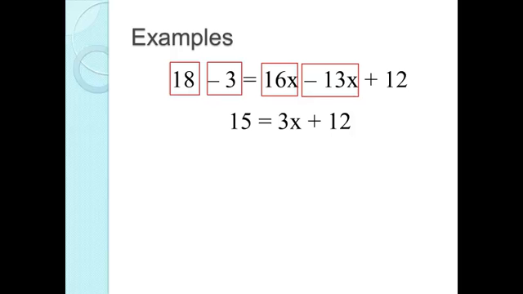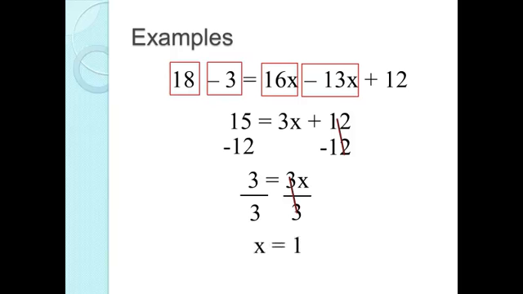Now we can start moving terms. We will first move 12 by adding a negative 12 to both sides of the equation. 12 and negative 12 will cancel, and 15 plus negative 12 leaves us with 3. We now have the equation 3 equals 3x. Our final step would then be to divide by 3 on both sides. The 3's will cancel, and 3 divided by 3 leaves us with the answer x equals 1.